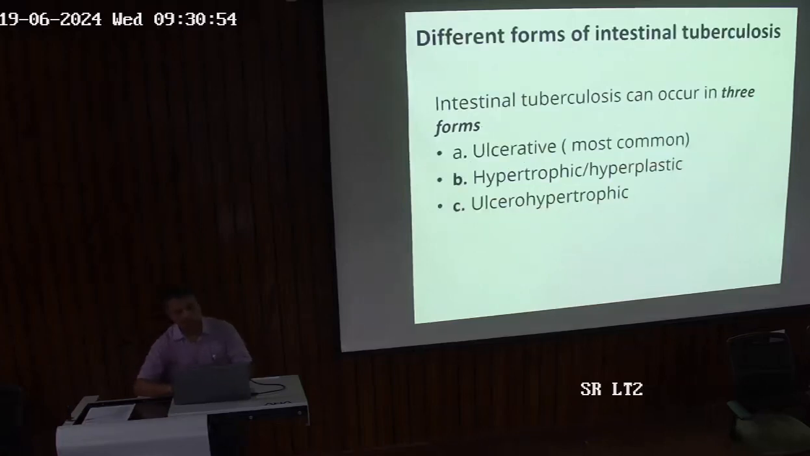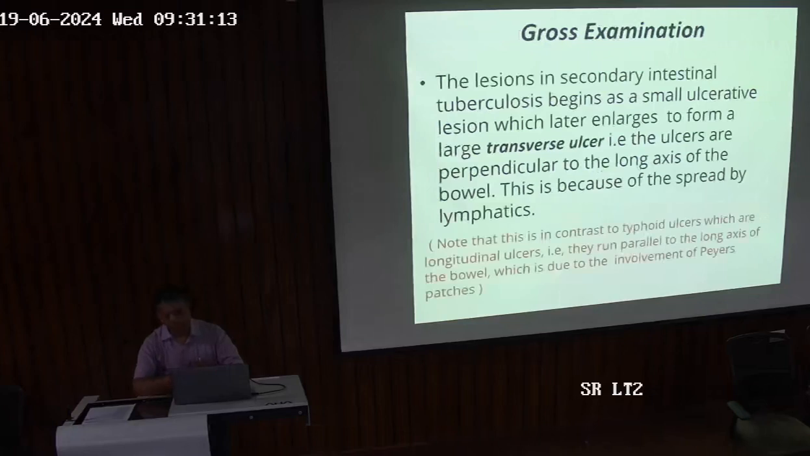So what can be the different types of intestinal tuberculosis? It can occur in three forms. First is ulcerative, which is the most common form. Then hypertrophic or hyperplastic type. And third is the mixture of both, ulceroproliferative or ulcerohypertrophic. So on the gross examination, what can be the finding? As we discussed, ulcer, growth, constriction.